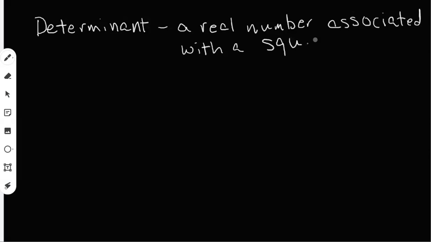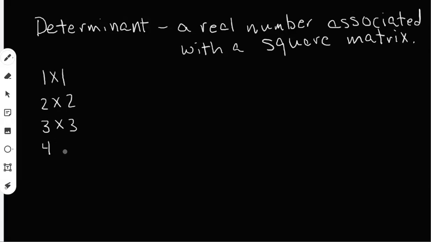Now, when I say square matrix, I mean that the matrix is going to have the same number of rows as it does columns. So you could take the determinant of a 1x1 matrix, a 2x2 matrix, a 3x3, and a 4x4. And that continues to higher dimensions. But it only happens when the number of rows is the same as the number of columns.